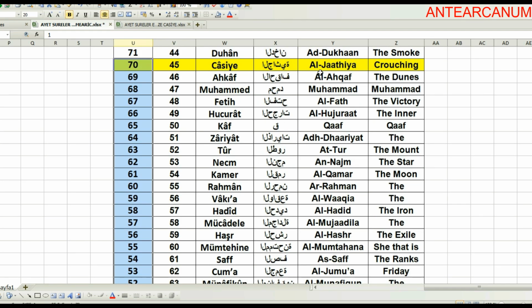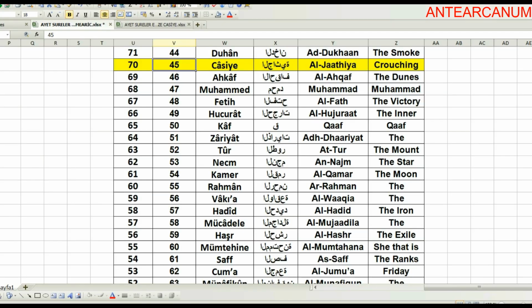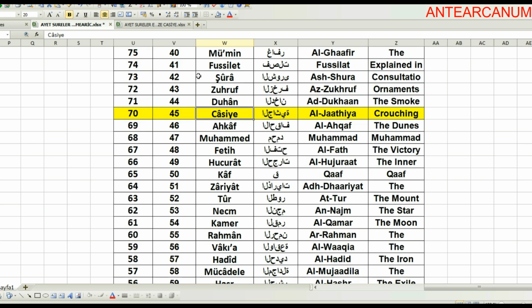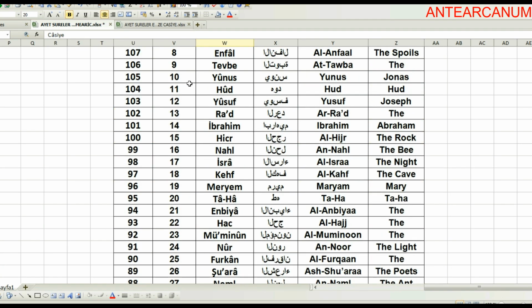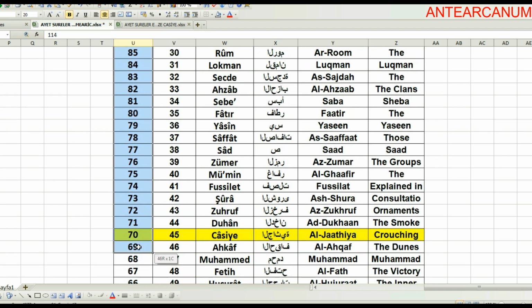Could the number 70.45 have a significant meaning in the Quran? What if the Quran had a different number of surahs instead of 114? Would the result be the same? For instance, if the Quran had 115 or 113 surahs, what would happen? When we divide 115 by 1.618, we get 71.05, and when we divide 113 by 1.618, we get 69.83, which are meaningless numbers in terms of proportion.